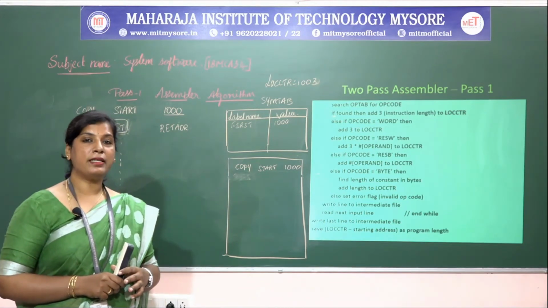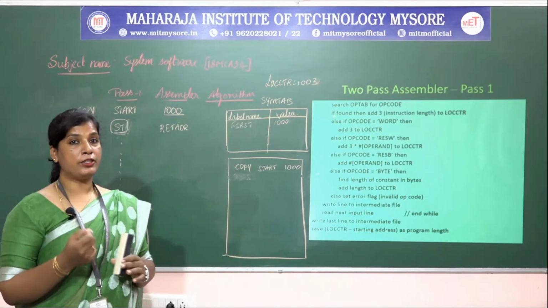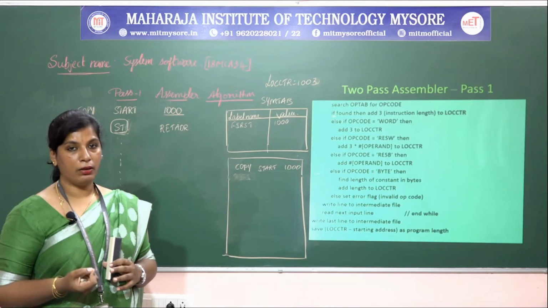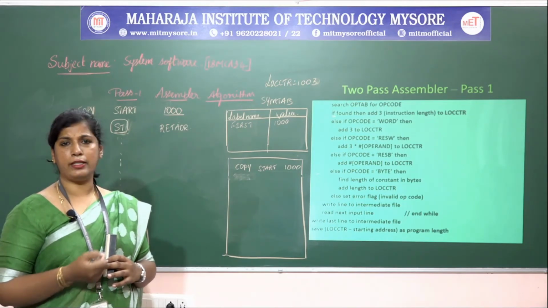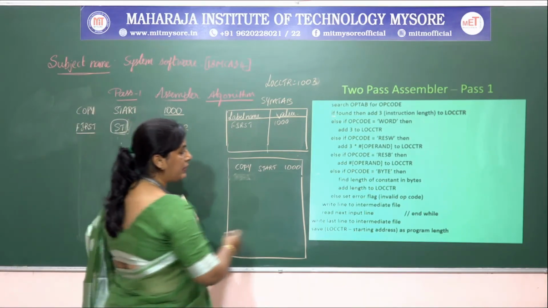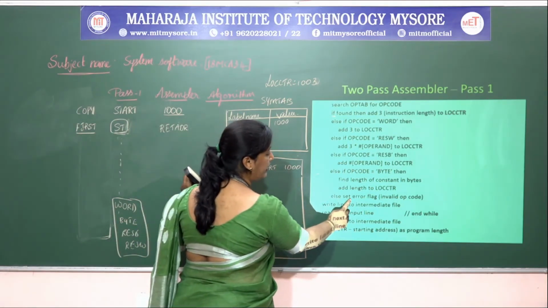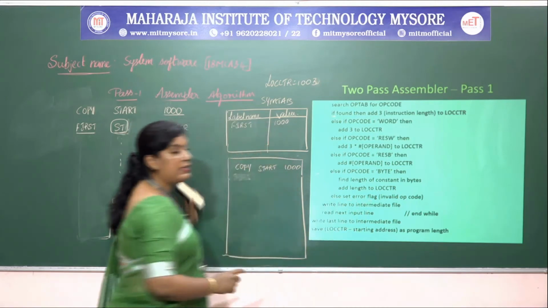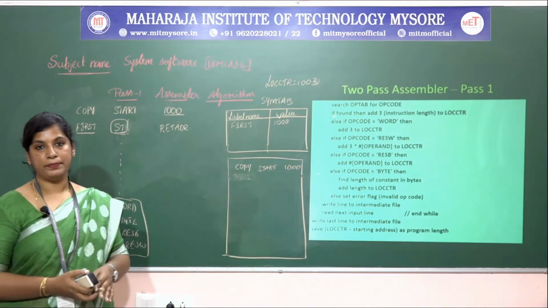So if it is not present, it is going to search. Yes, of course, it might be an assembler directive. No, it is not any kind of assembler directive. So then what it is going to do is go to this else part, then it is going to set the error flag, that is the invalid opcode.